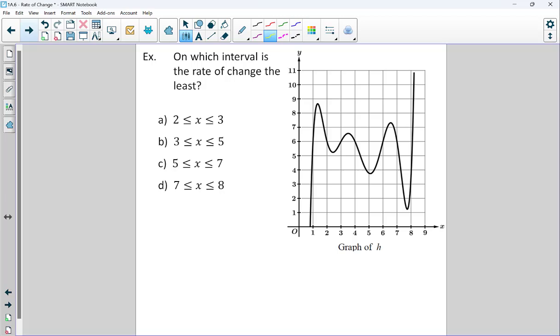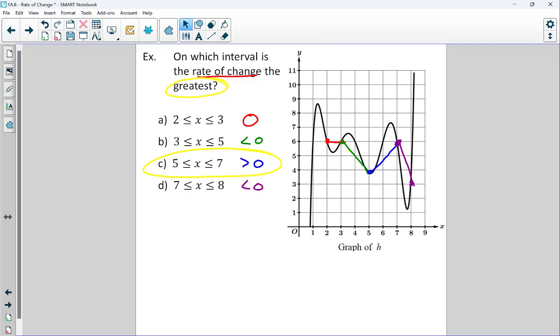Same question, but now I want the least slope. So if I just go back for a second, I'm looking for, again, the least slope. With the least slope, I'm going to look at the negative slopes. This one right here and this one right here. Now, larger and smaller, I'm looking for the relative size of those slopes. This slope is negative, this slope is negative, but as we can see, this slope is steeper than this slope.